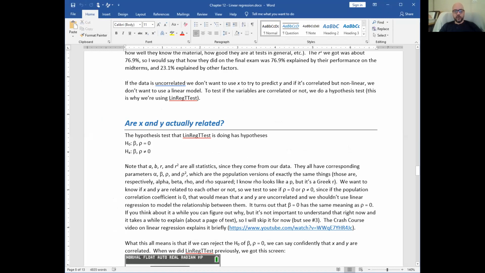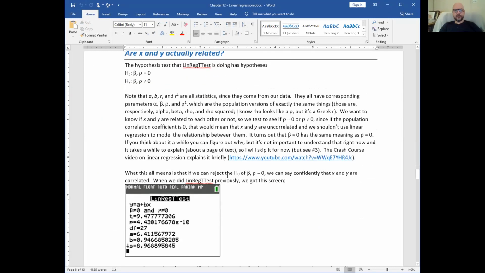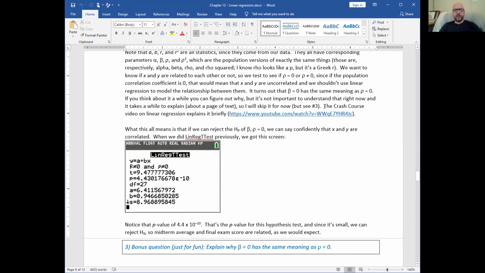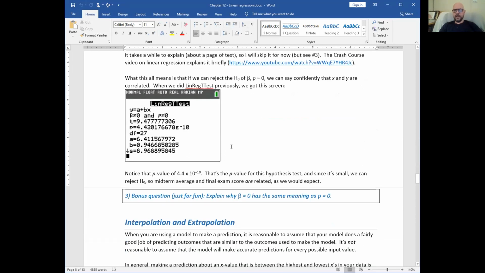That's the test that we're doing right now. The crash course video explains this reasonably well if you want to go look at that. I think I should have that posted in the module. So this is the screen I was looking at on the calculator, and there we go. 4.4 times 10 to the -10, absolutely tiny.